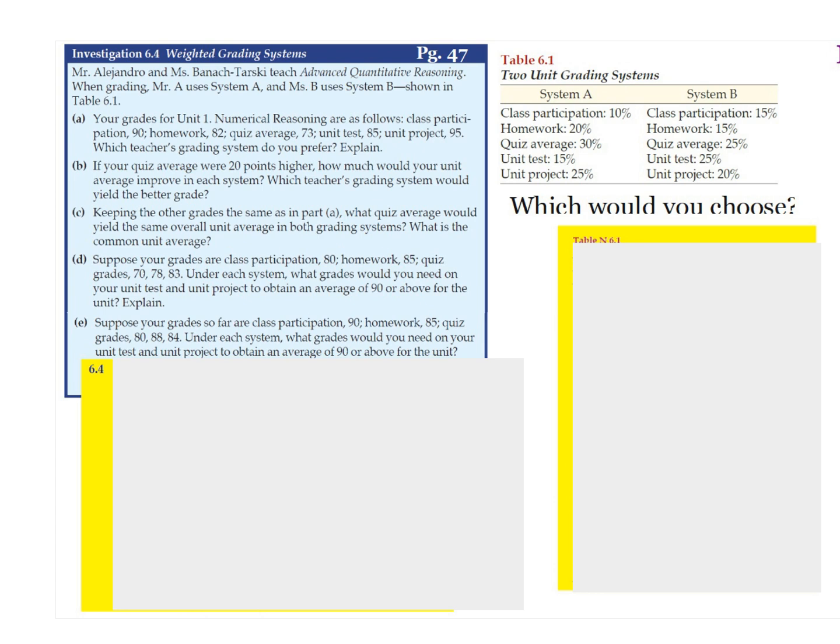The scenario is this. We have Mr. Alejandro and Miss Bonak-Tarski. They teach advanced quantitative reasoning. When grading, Mr. A uses System A, which is over here, and Mr. or Mrs. B uses System B, which is right here.